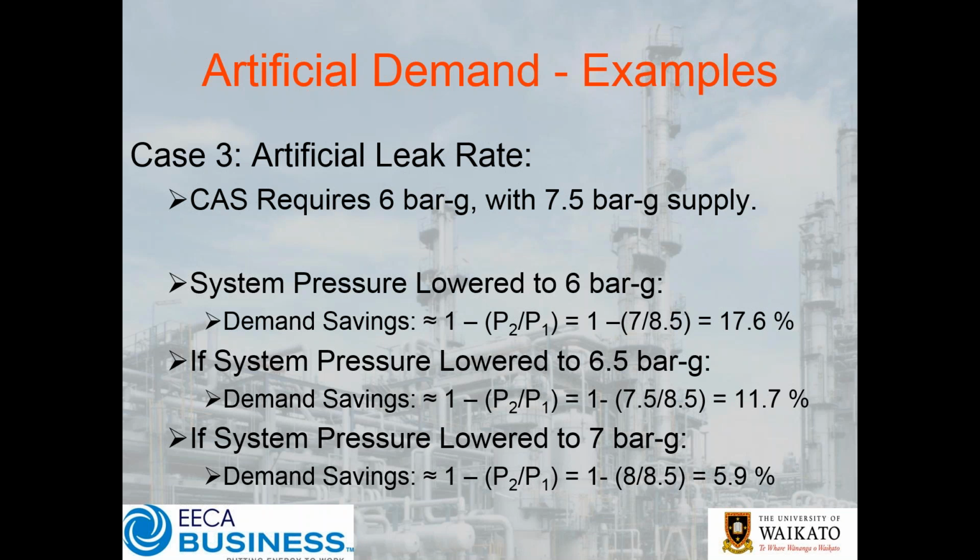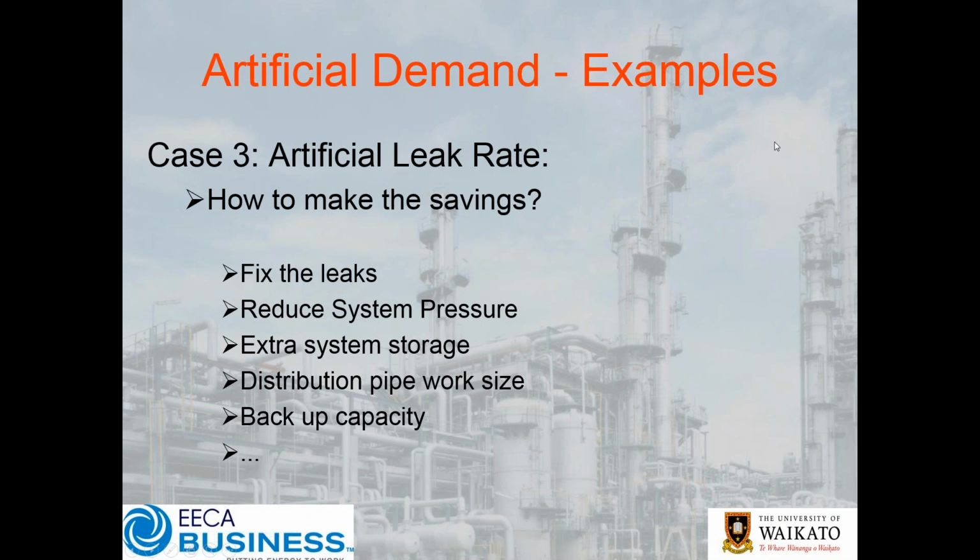Okay, if you drop only to 7 bar, you're still sort of saving 6% or 5.9%. So an immediate drop in that pressure is an immediate win in terms of reduced leak rate. Never mind also the power saving at the compressor. So how do we make savings in this regard? Well, obviously we can fix the leaks, but we can reduce our system pressure.